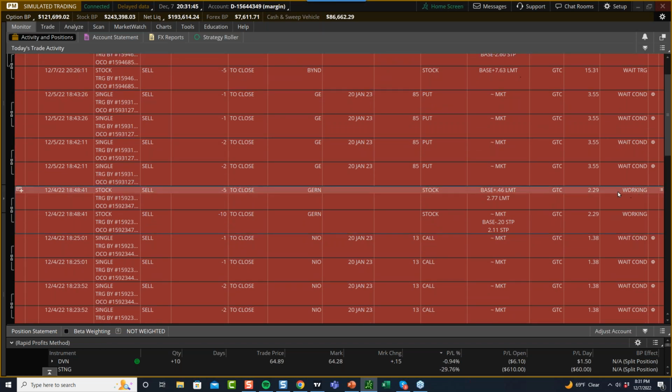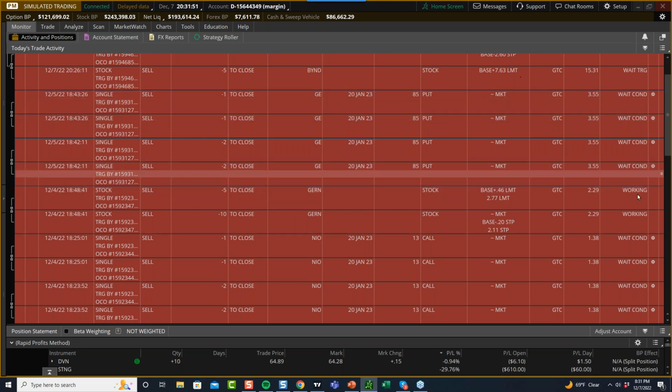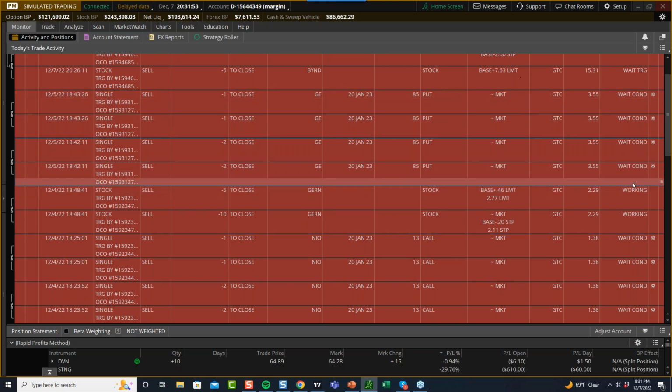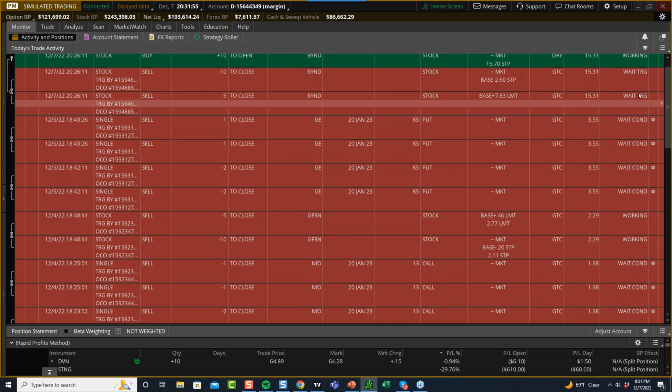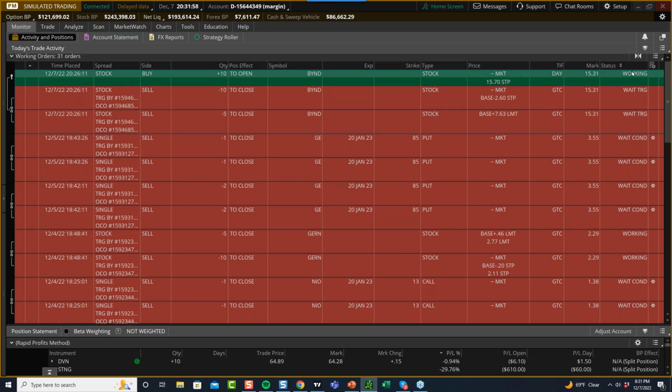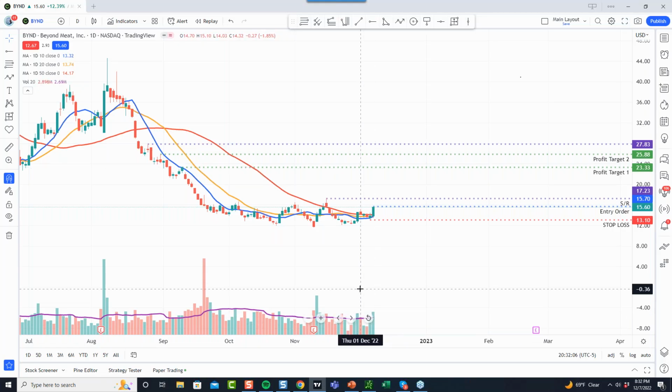You see it says waiting conditionally, right? A stock will say working. So this is a stock trade for Gurn. It's a working order, okay? These two mean the same thing. It means it's in the market right now and it's active. Waiting on a trigger means it's waiting for the initial buy to trigger. So it's not even in the market until this goes live. It's one or the other.